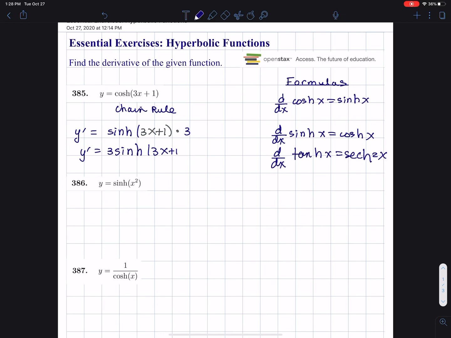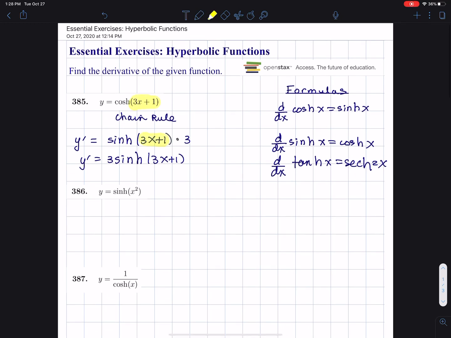So that's the first one. We take the derivative of the outside, which is hyperbolic cosine. When I write down that derivative, I write hyperbolic sine, and I leave a blank space, and in that blank space I put 3x plus 1. Then I multiply by the derivative of the inside, which is 3. That gives me the answer there.